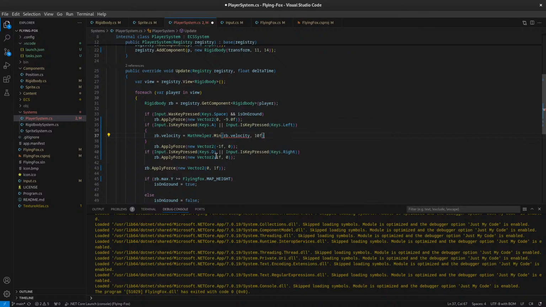Limit to 10. Now we want to limit x when the keys are pressed.